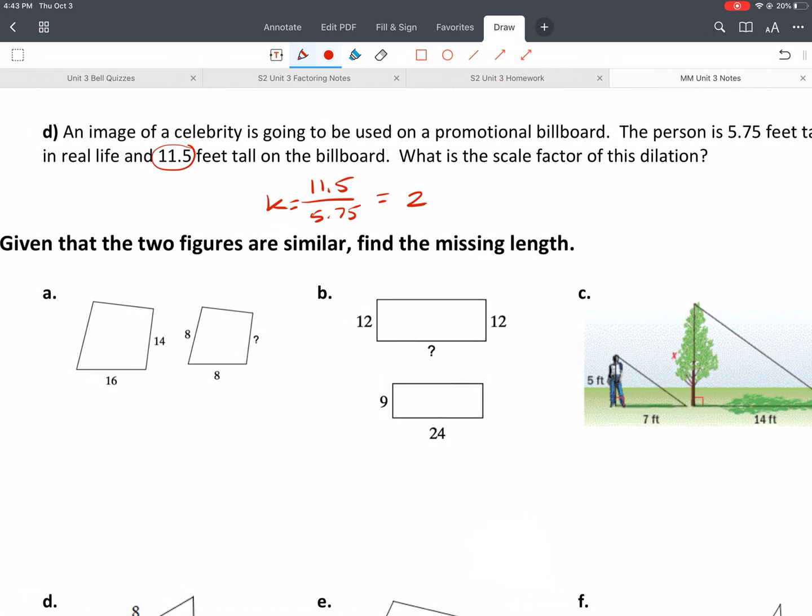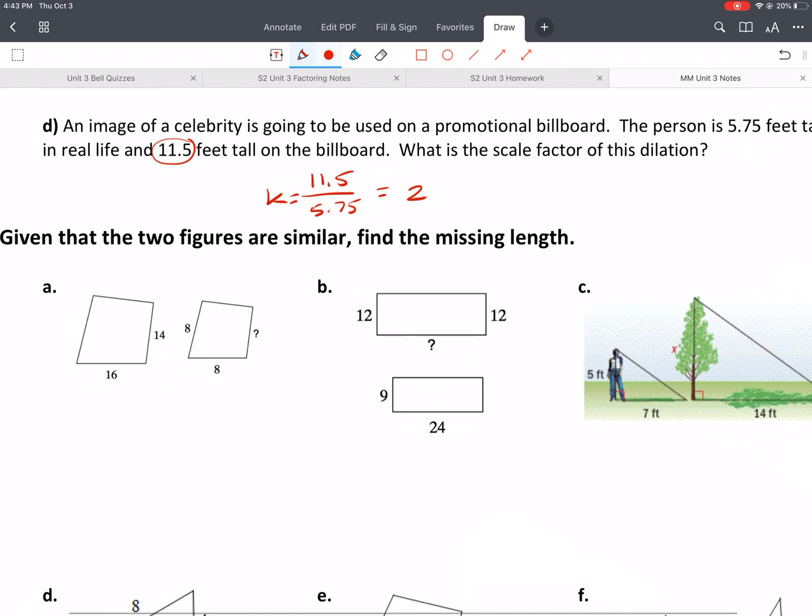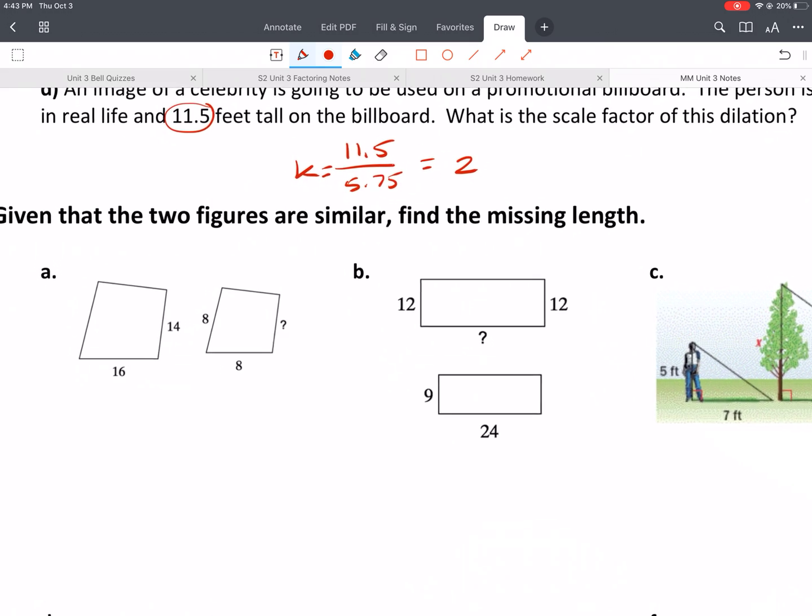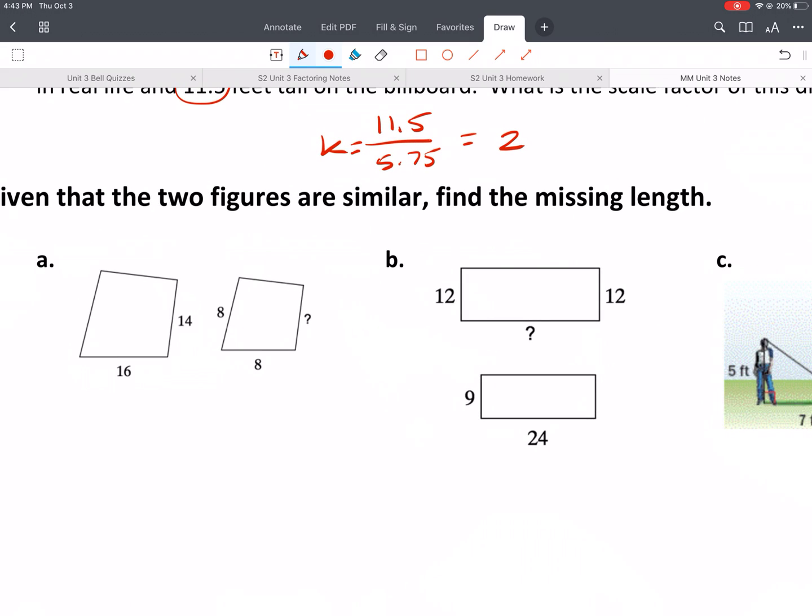All right, given the two figures are similar, so they're telling us that they are similar, find the missing lengths. And we kind of did one like this before with triangles. You can do the same thing with polygons. Okay, so these are all set up, nothing tricky about it. So we'd do x over 14, those would be corresponding sides. And then we could do 8 over 16.